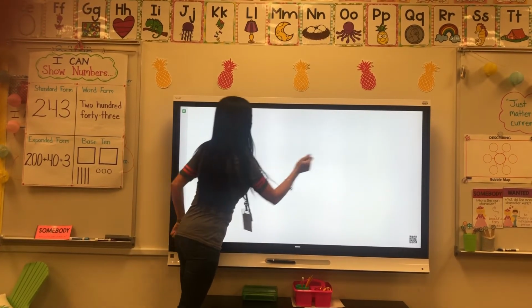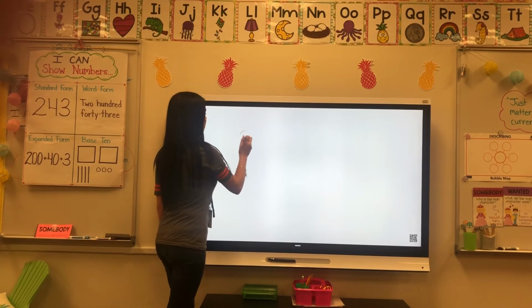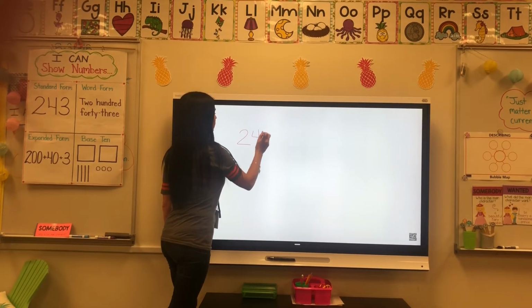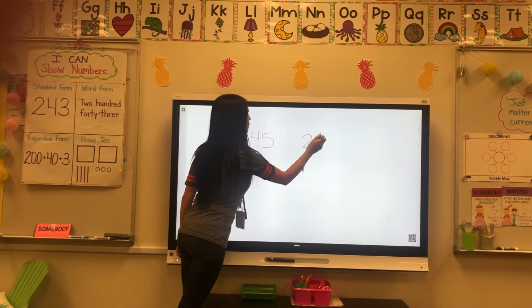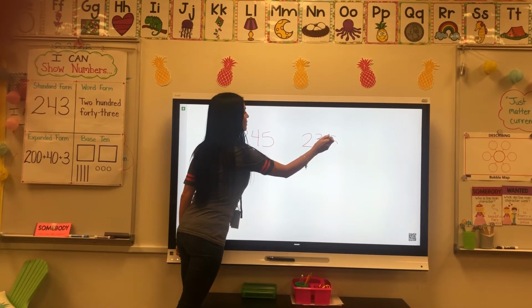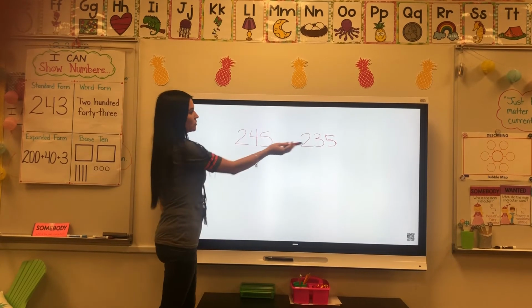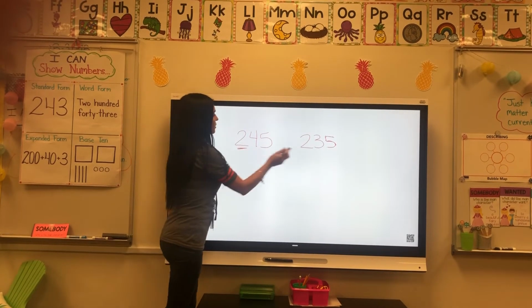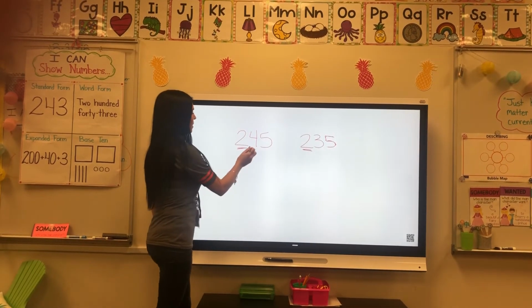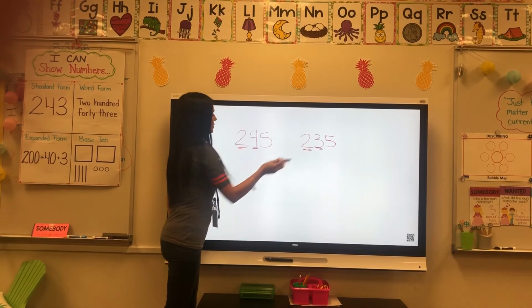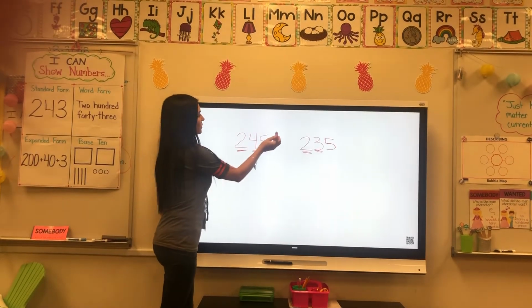If the hundreds are the same, they're going to go and look at the tens. So if we had 245 and 235, again, they're going to start at the hundreds. Always start at the hundreds, don't start at the ones. Our hundreds are the same, go to the tens. A 4 and a 3, so now we know this number is bigger.